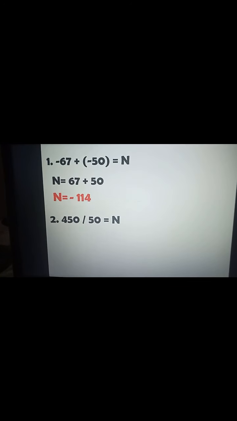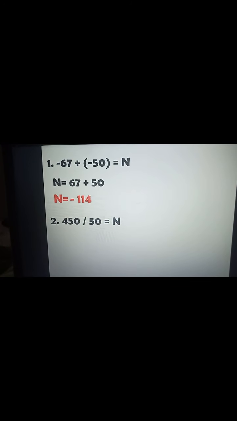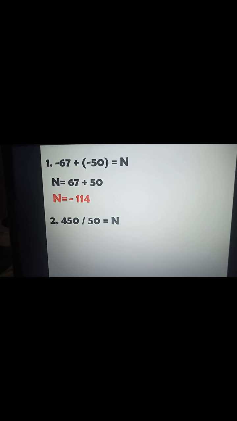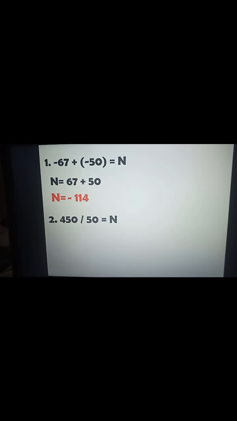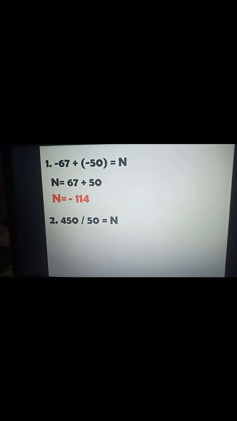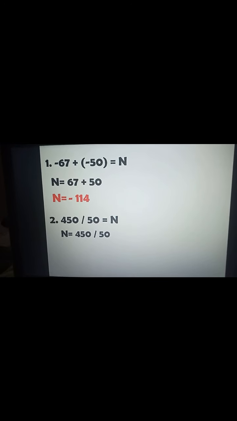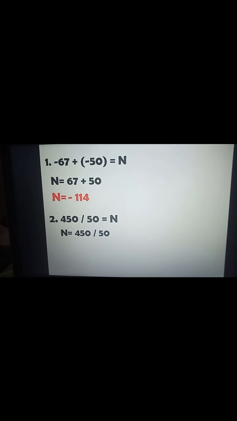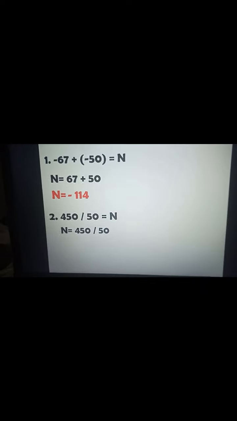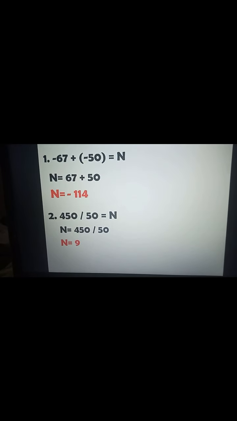Problem number 2. 450 divided by 50 is equal to n. As we can see, this is dividing integers. First, find the absolute value. The absolute value of 450 and 50 is 450 and 50. Then copy the division sign. To find the quotient, we must divide the two numbers. 450 divided by 50, the answer is positive 9.